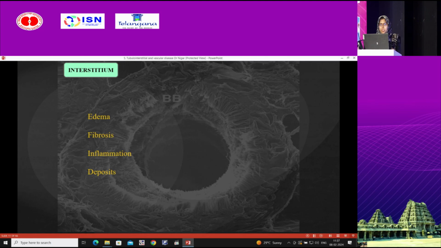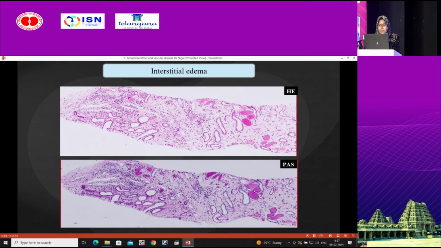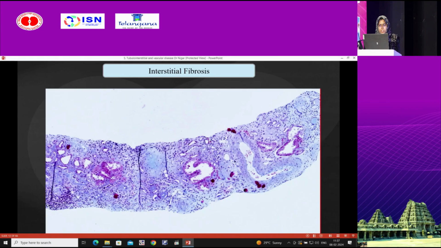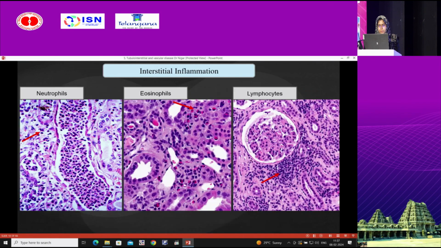Coming to interstitium, the normal cortex shows very minimal interstitium, while in the medulla it's slightly more expanded. We look for edema, fibrosis, inflammation or the presence of any deposits. This image shows edema, where the tubules are widely spaced and there is increased interstitial space with a watery loose substance, which is edema, in contrast to fibrosis, where there is collagen deposition, which is highlighted as blue color on Masson trichrome stain. The type of inflammatory infiltrate in the interstitium usually gives a clue to the etiology.